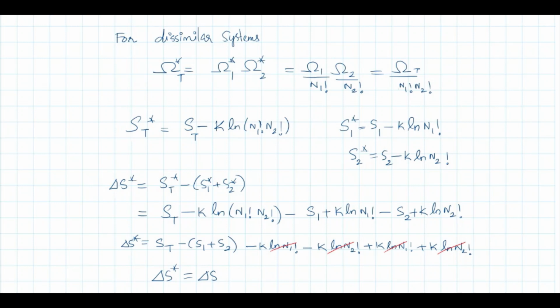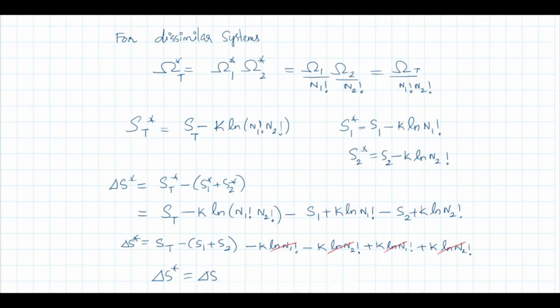So delta S star equals St minus S1 plus S2 minus k log A into B, which is log A plus log B. Due to this minus, both the terms will be negative. Here you have two positive terms. All this will cancel and delta S star is equal to delta S. Here you get this cancelled, and delta S star will be obtained as delta S itself.